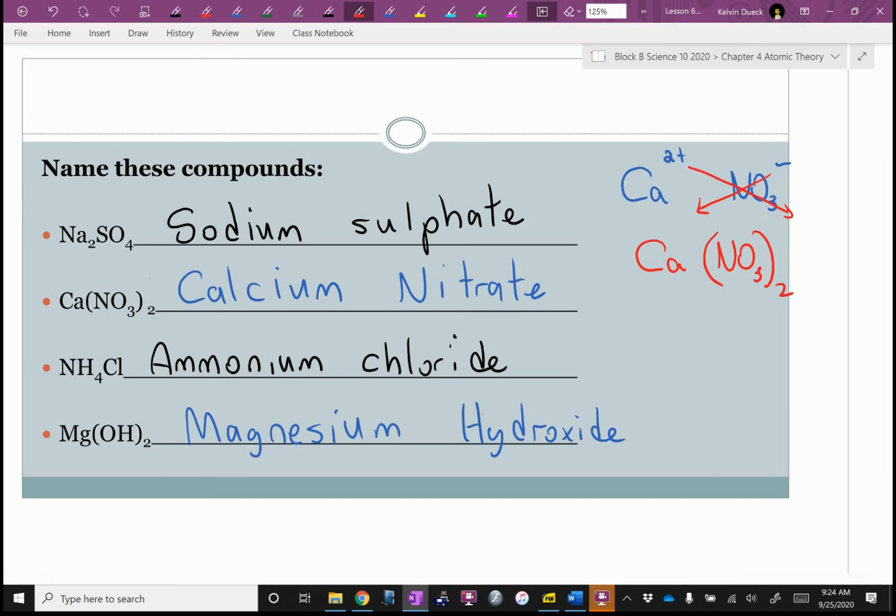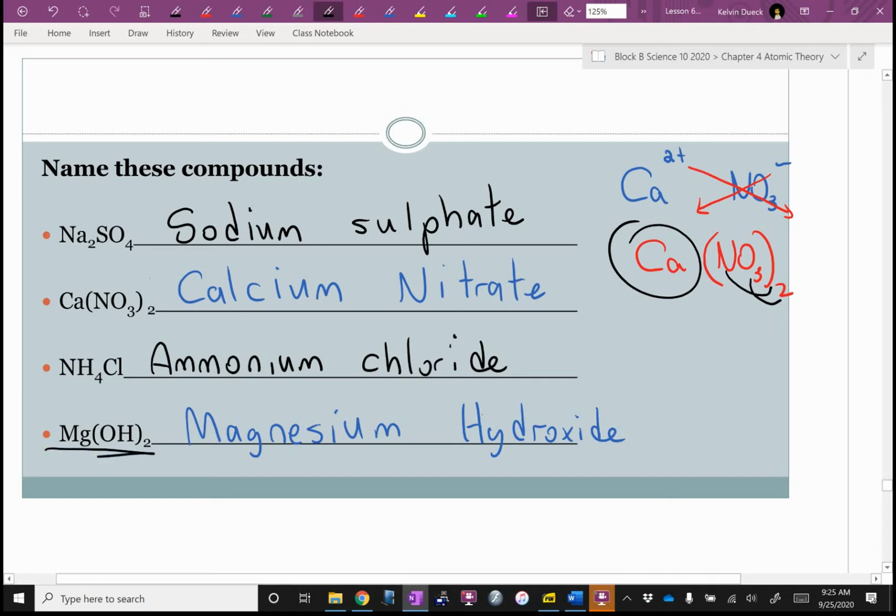Okay? By the way, how many calciums are there in this molecule? 1. How many nitrogens are there in this molecule? 2. How many oxygens are there in this molecule? 6. I know, it's tricky. 1 calcium, 2 nitrogens, 6 oxygens. So basically, it's sort of like FOIL that you learn in math, or front door bomber if you have Mr. Rocca. You multiply out of the brackets.